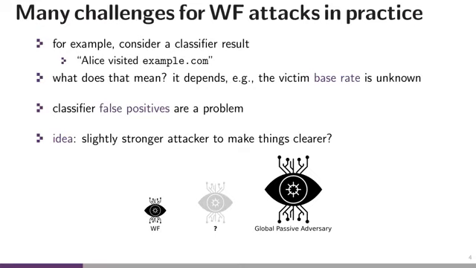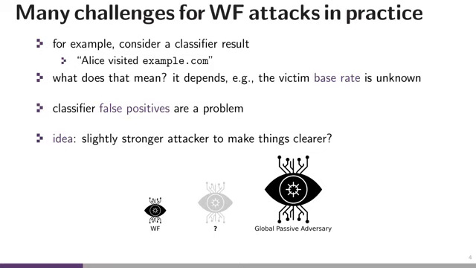Too many to touch upon here, but for example, imagine if a website fingerprinting attack, or a classifier, since it's typically a machine learning classifier, tells an attacker that Alice, this particular user we're monitoring, visited example.com. What does this really mean? In the sense that, can the attacker really trust this classification? And the answer to this is that it really depends on so many things. Among other things, it depends on what's called the base rate, meaning how often is Alice really visiting example.com? Maybe she's simply not interested in this kind of website at all and would never visit it.